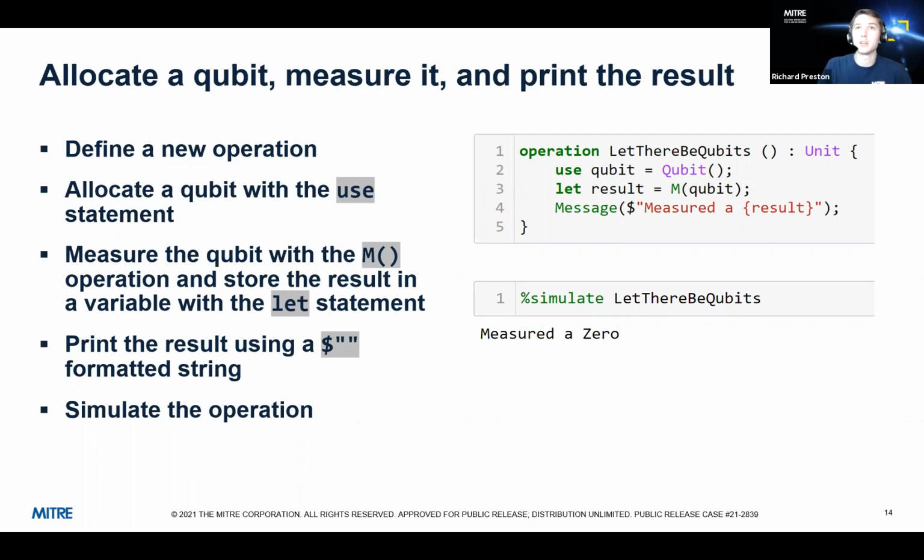And to measure the qubit, you use this M operation, and this will return the result. You can use let to define a variable, and then you can print the result using this dollar sign syntax. When you have this dollar sign syntax, it allows you to have braces, and if you put the variable name in the braces, then it will replace it with the value of the variable. And then after you've defined the operation, you just have to simulate it.